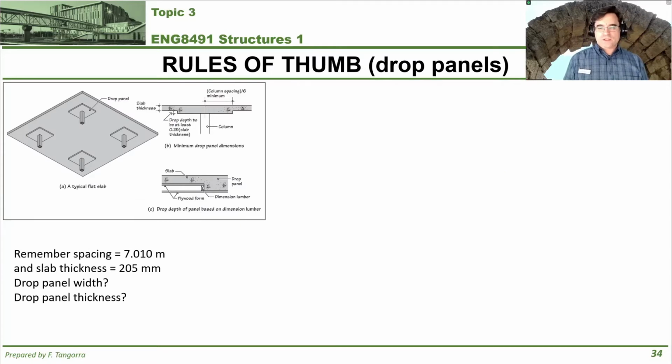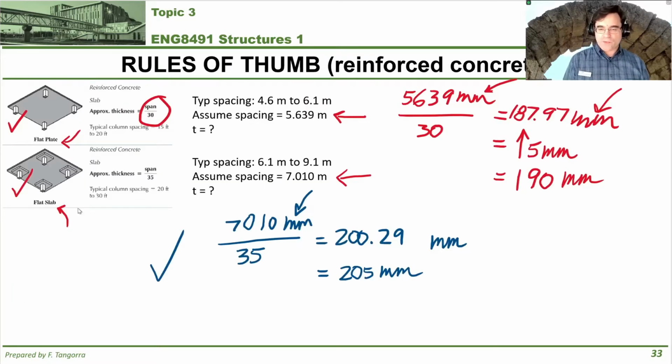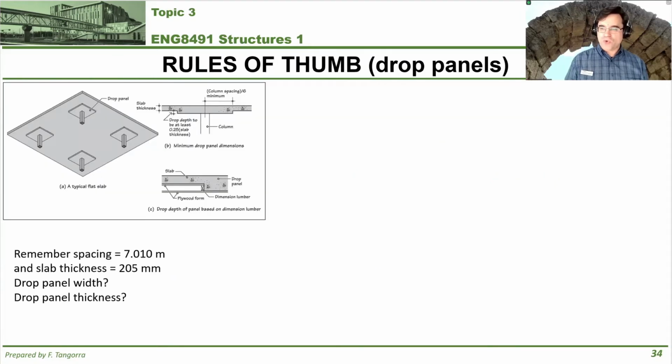So, let's go back to this for a second. One thing that I want to point out that you can see here for flat slabs is that flat slabs are different from flat plate in that we actually have drop panels, right? Where the columns connect to the slab. And that's what we're going to be working on for the next rule of thumb. Drop panels.